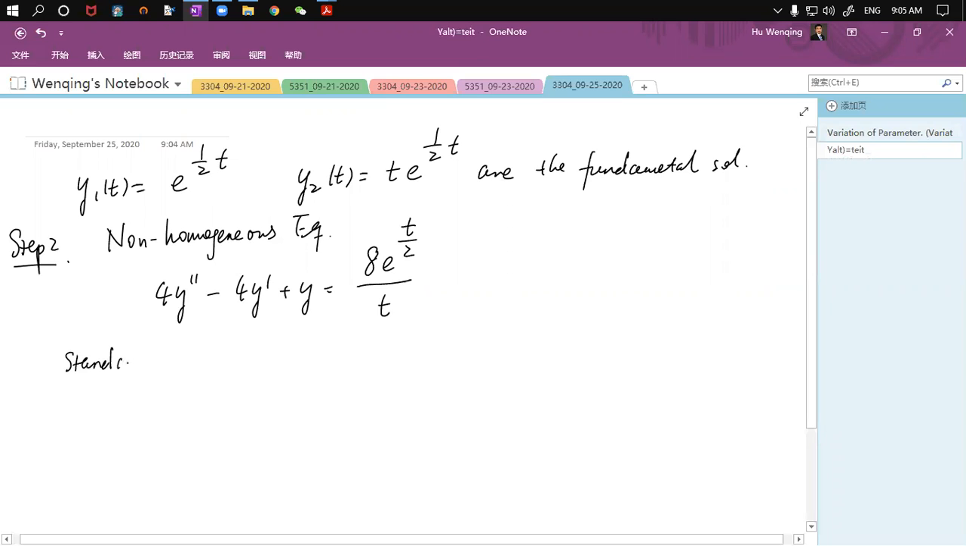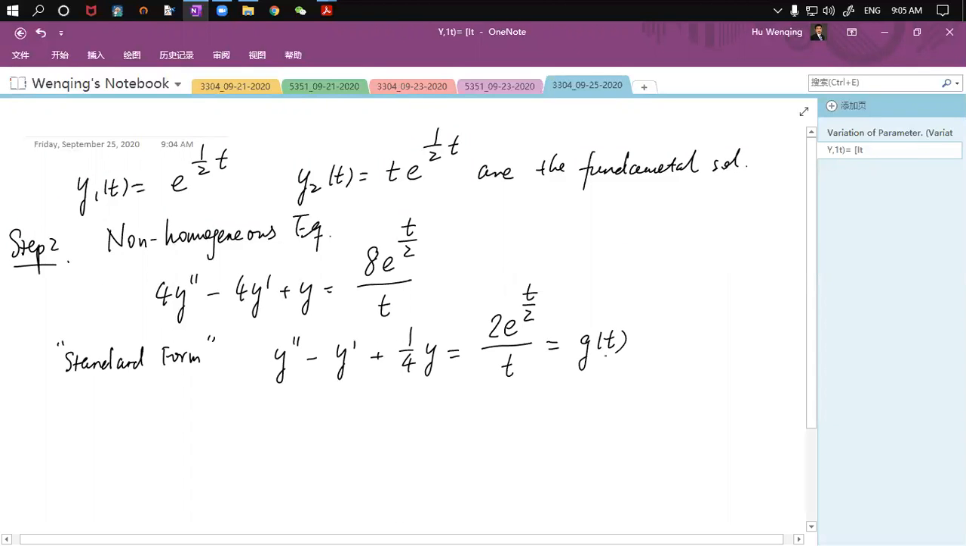But in order to work with variation of parameters, we've been emphasizing that you must turn the equation into standard form. So in standard form, it's y double prime minus y prime plus 1/4 y, so you have to divide by 4 on both sides of this equation. The right-hand side becomes 2 times e to the power t over 2, divided by t. This is exactly your g of t.